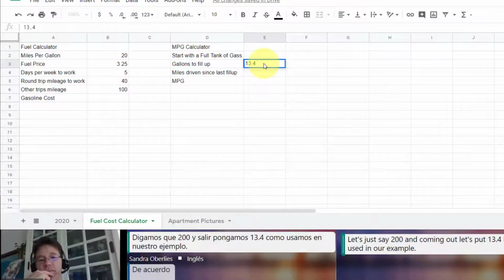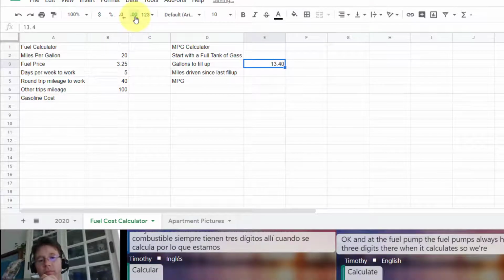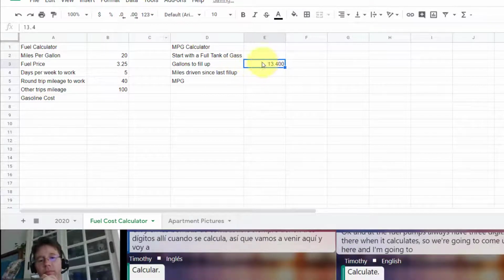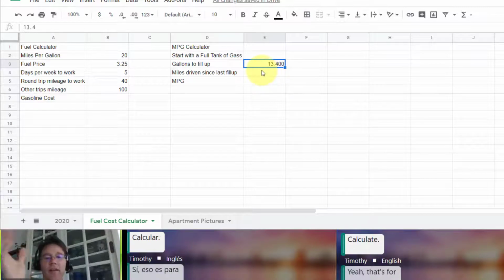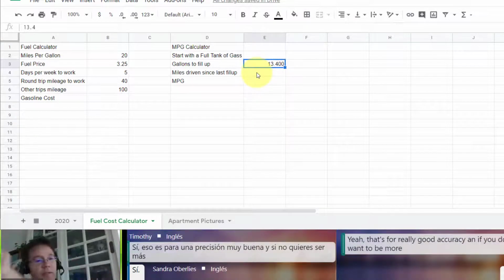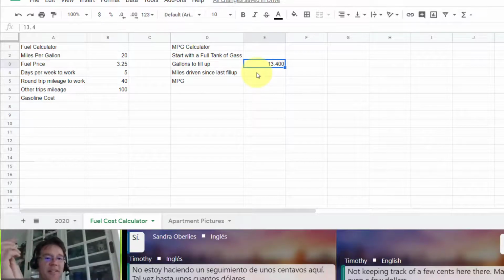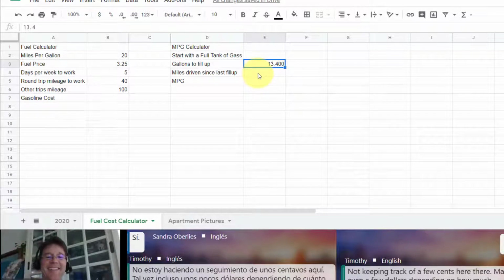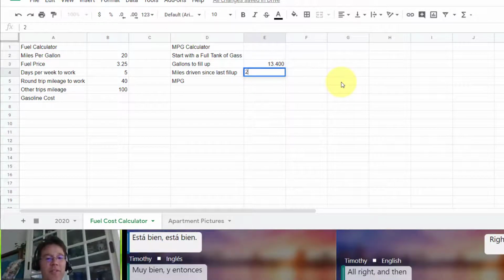And the fuel pumps always have 3 digits there when it calculates. So we're going to come up here, and I'm going to increase the decimal places to 3, because the fuel pump is going to show you 3-digit decimal points. Yeah, that's for really good accuracy. And if you don't want to be more accurate, you're just not keeping track of a few cents here and there, or maybe even a few dollars, depending on how much the gas is. Right. Okay. All right, and then miles driven since last fill up, let's put 270.